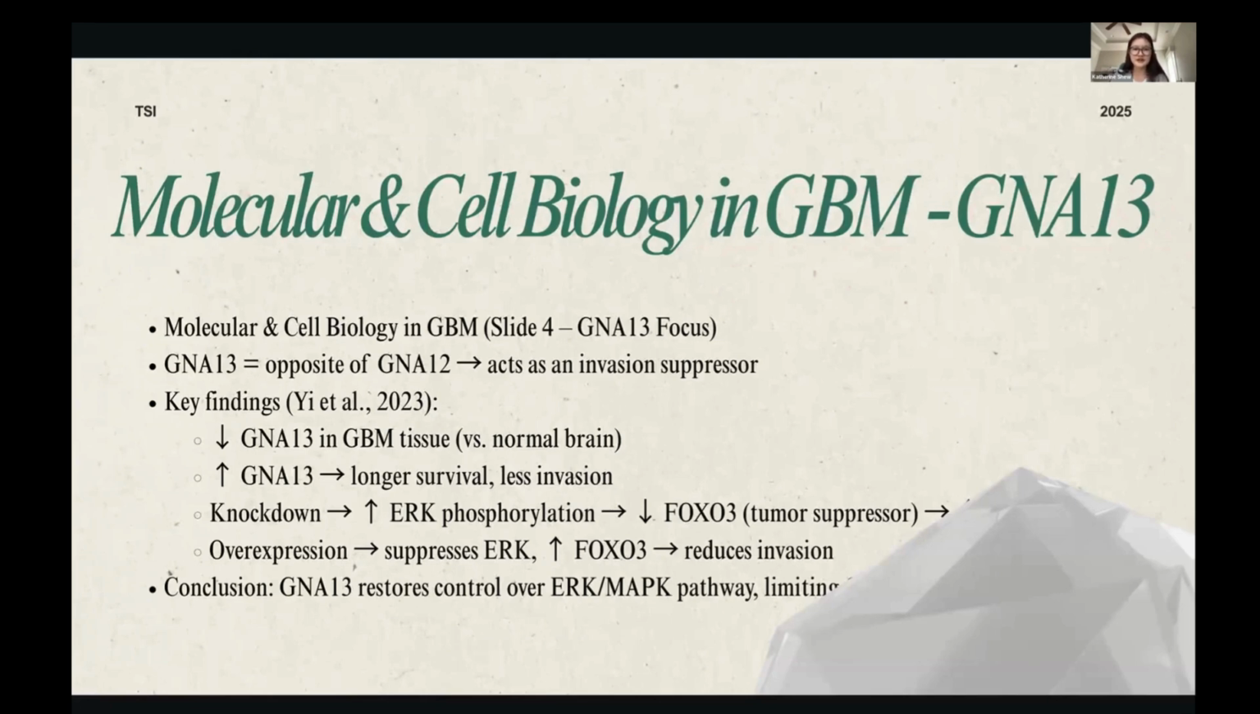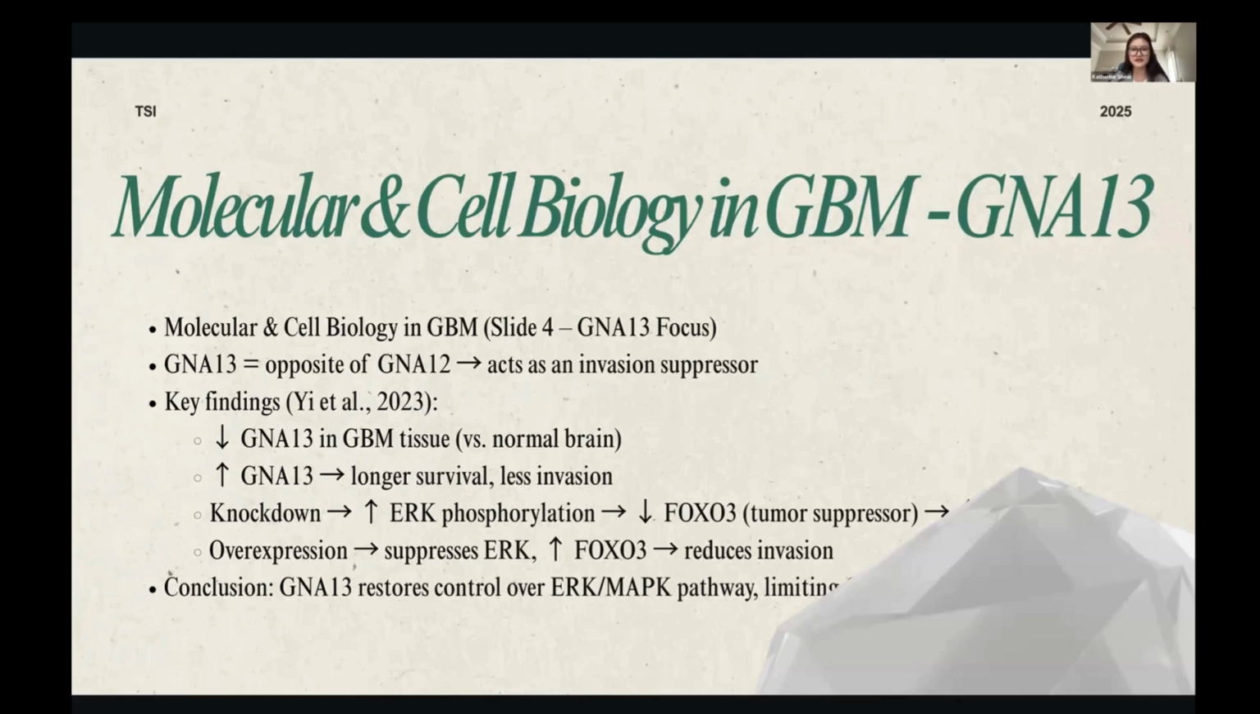The key findings are that GNA13 was less present in GBM tissue versus normal brain tissue. And when we increased GNA13, there was longer survival and less invasion. So this is kind of the opposite pattern that you can think of with GNA12, which I thought was super interesting because they are analog genes, but they have really opposite patterns. Knockdown in this case related to increased ERK phosphorylation, which led to expression of tumor suppressors.